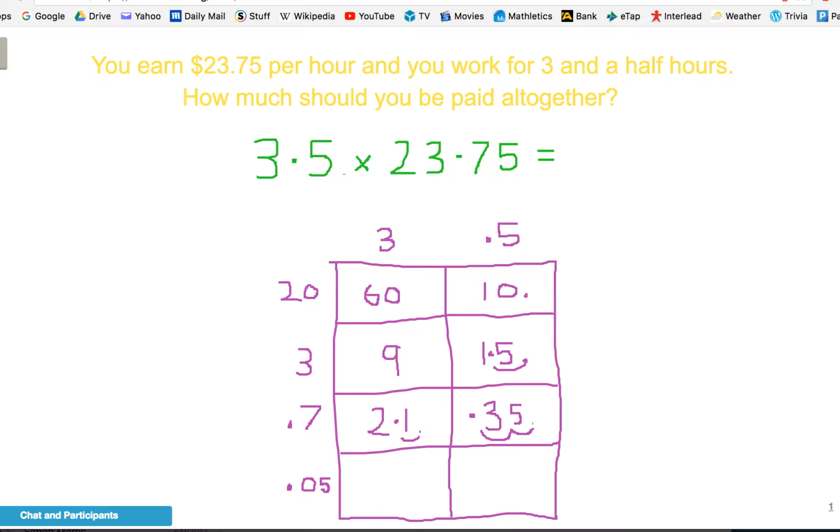5 3s are 15, so we write in our 15. And again, this one, there's no decimal point to worry about up here, but there is a decimal here, and it's 1, 2 places back. So we pop our decimal point in, and we move it 2 places back, so it becomes 0.15. And lastly, and this one's quite fun, 5 5s are 25.